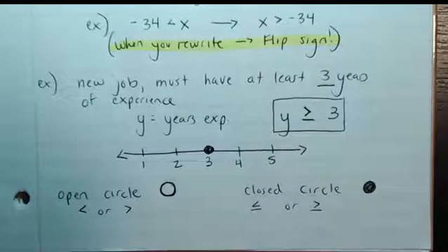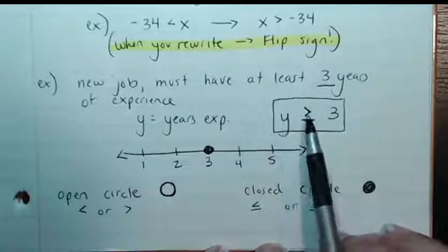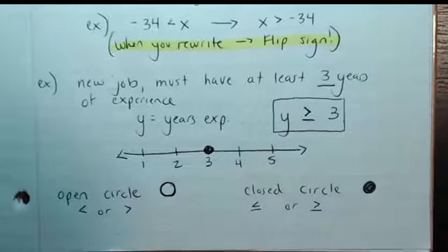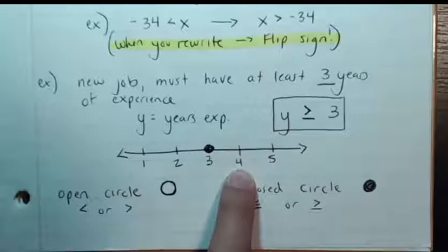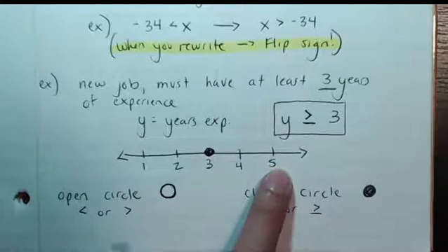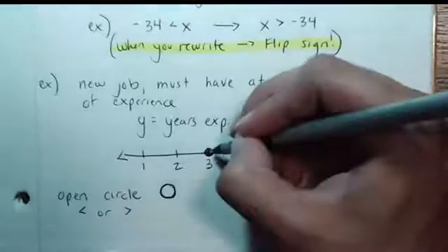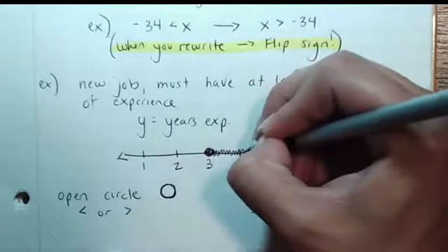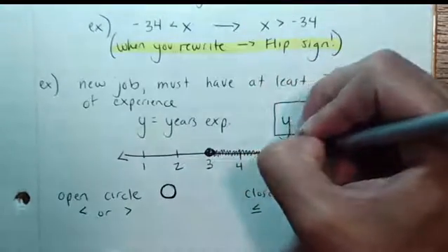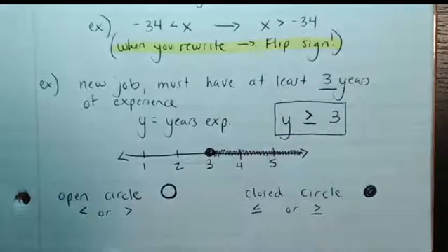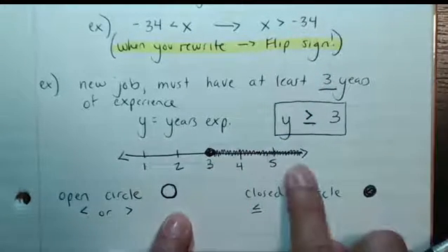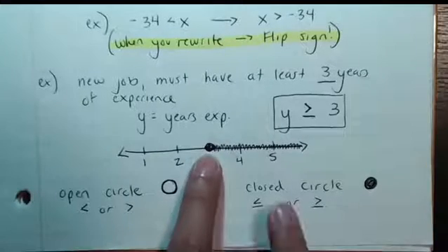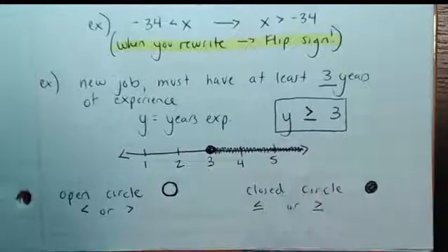And now how do I show that you must have at least 3 years of experience? Years of experience has to be greater than or equal to 3. How would I show all the possible answers for this inequality? Well, could I have 4 years of experience and apply? Yes. Could I have 5 years of experience and apply? Yes. So, to show all the possible answers, I'm going to shade the right side of that equal to sign. It could be 3 because it's filled in, or anything to the right of that.